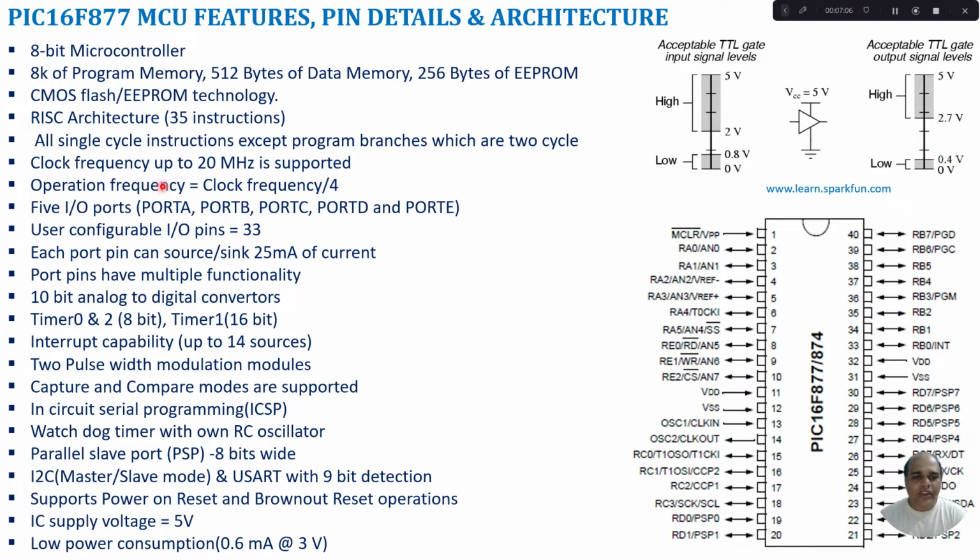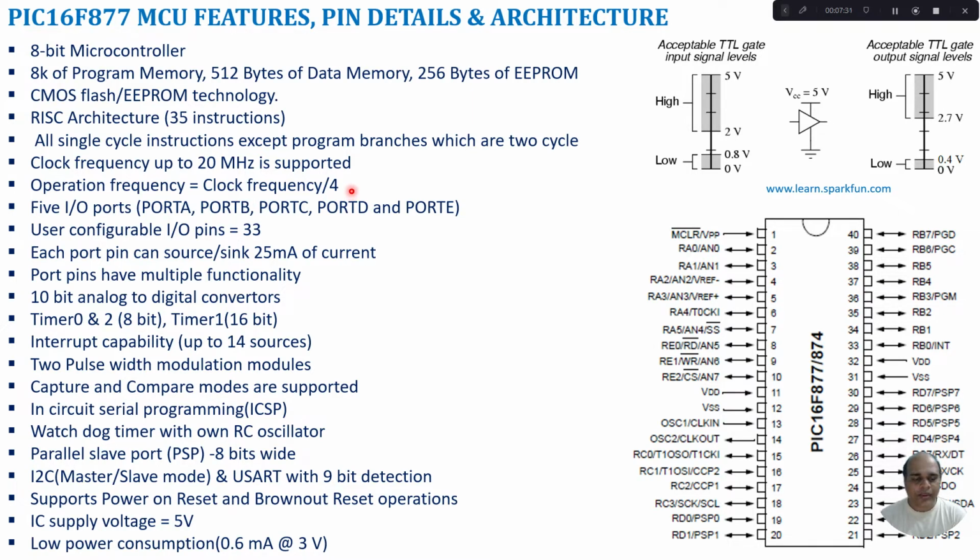So a clock frequency of up to 20 megahertz can be supported by the microcontroller. The microcontroller has an inbuilt clock divider circuit. Whatever clock frequency we connect, it will be internally divided by 4 and that frequency will be used as the operating frequency of the microcontroller.